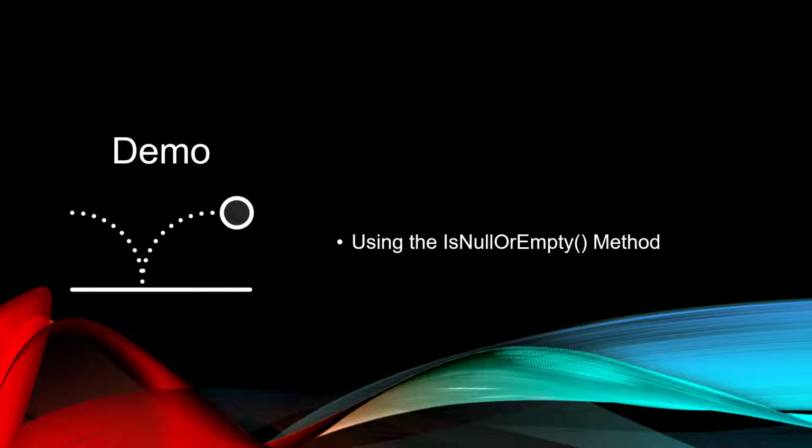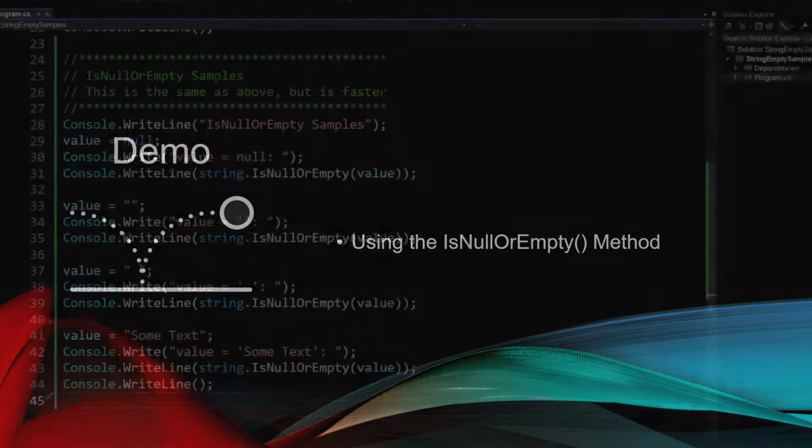So what I showed you there is really kind of how it works, but it's not the exact implementation. So we're going to take a look at the IsNullOrEmpty method, and this is what you should use, because Microsoft says it is better performing than using the equality and the OR operator that I just showed you.